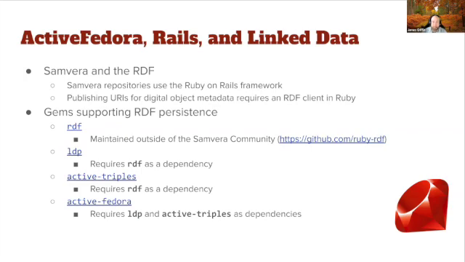So RDF itself is actually consumed downstream by a number of different gems that are maintained by the Samvera community. The first of these three are LDP, which requires RDF as a dependency. Active Triples, another gem which requires RDF as a dependency, and this gem ActiveFedora, which requires both as dependencies, but really forms the core suite of functionality that is really essential to tying together support for RDF persistence and Rails applications.